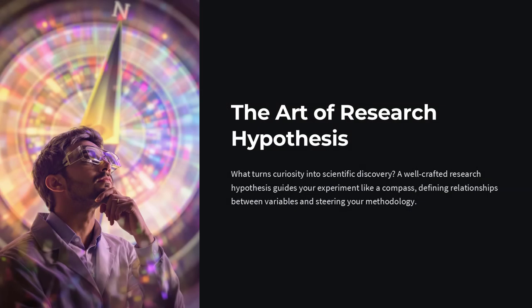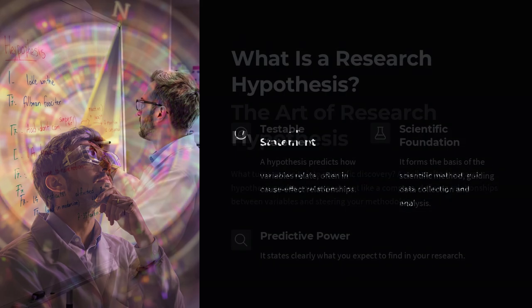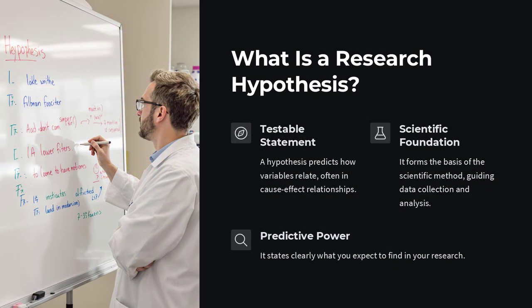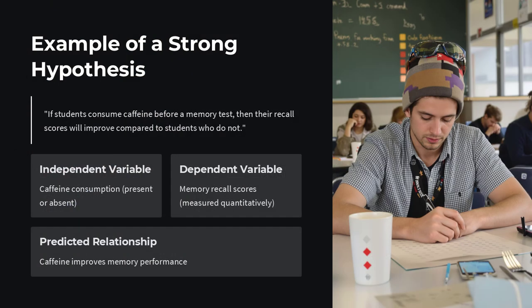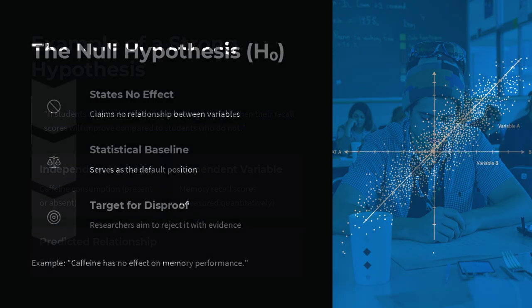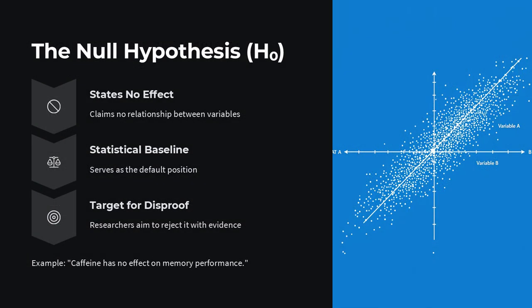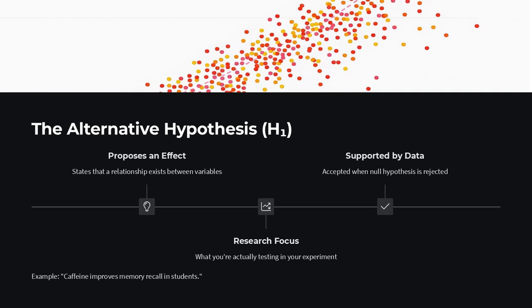What would it take to turn a curious observation into a clear, testable prediction? Imagine this. You're designing your first research project. Maybe you've noticed that students who listen to music while studying seem more relaxed, or you've read about how caffeine might influence memory. But before you dive into data collection or statistical tests, you need something solid, something specific and scientific to guide your work. You need a research hypothesis. But what exactly is it, and how do you write one that holds up under scrutiny?